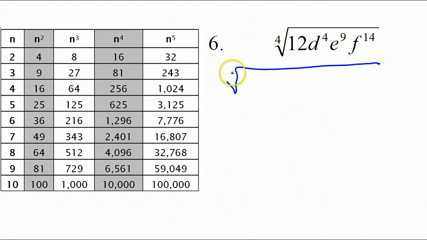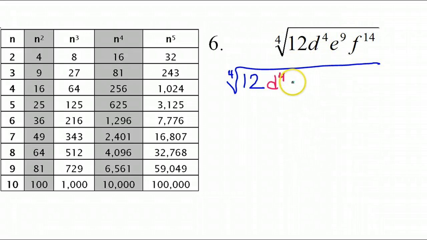So let's just deal with the variables. So I have 4th root. Alright, cannot do anything with the 12 because there's nothing smaller. Now, d to the 4th power. I want exponents that are divisible by 4. D to the 4th power is already divisible by 4. Now, e to the 9th power.